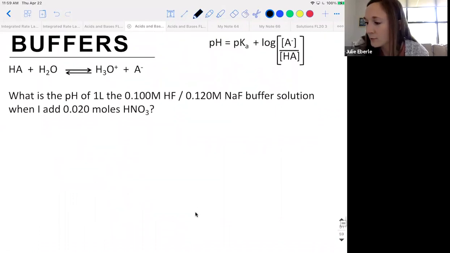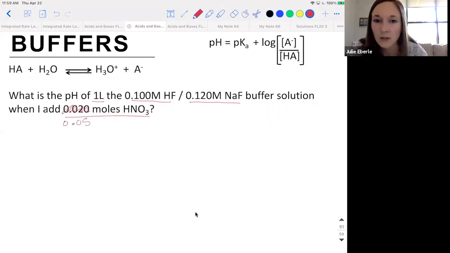All right, let's look at this last one before we run out of time. What is the pH of a 1 liter buffer solution when you have 0.1 molar HF? Same initial concentrations, okay? And add 0.02 moles this time of HNO3. You know what? I'm going to change this up because I want to. 0.05 moles. I just don't want you to think it's always going to be the same. And what happens if we have 0.8 liters? You have to always calculate molarity.